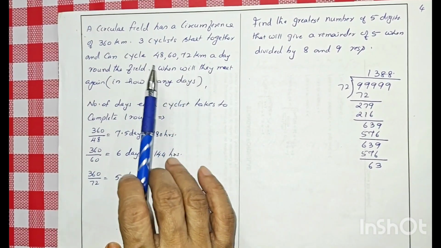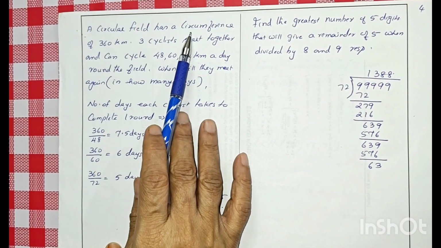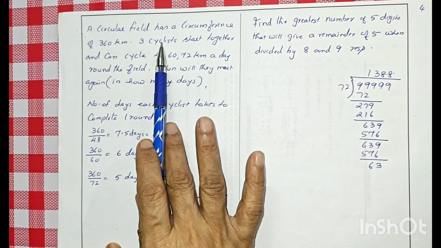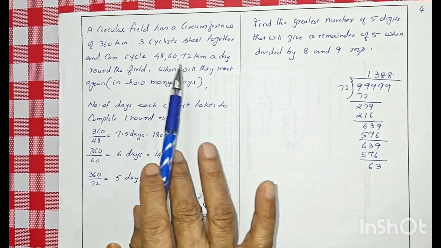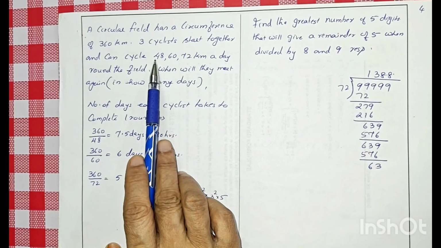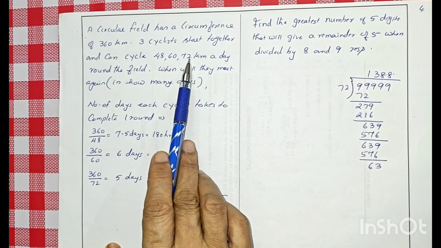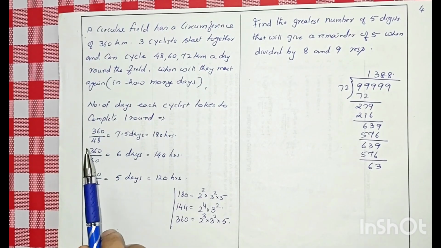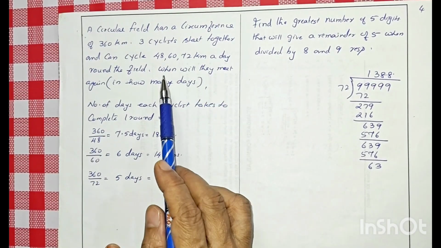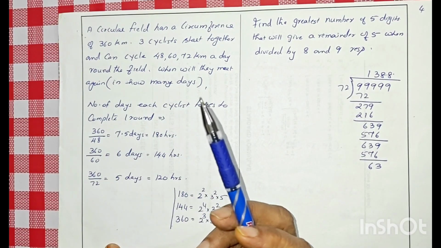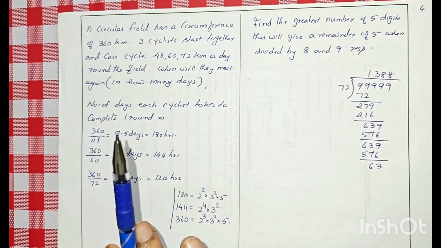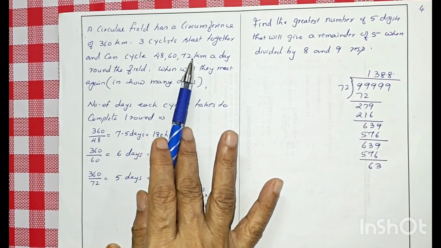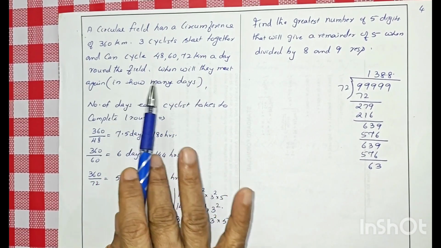Now this is slightly different question. A circular field circumference is given as 360 kilometers, and three cyclists are cycling round the field. Per day they are covering 48, 60 and 72 kilometers. When will they meet again? That is, in how many days they are going to meet. So it is again a higher number that you need, so you have to go for LCM. So that is clear now. But when you take LCM of this, you will get kilometers. But now we want how many days.